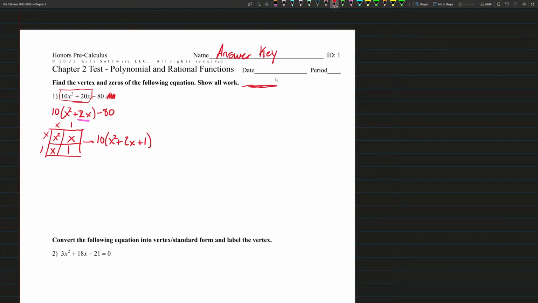And because we added that in... Am I muted? I don't think I'm muted.